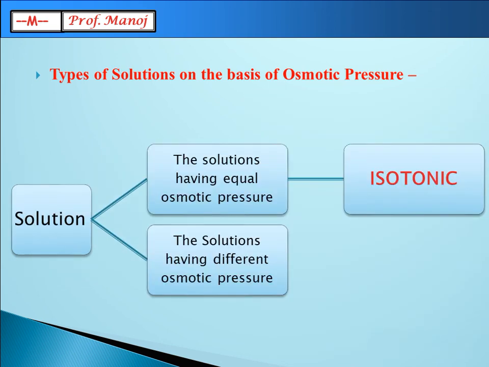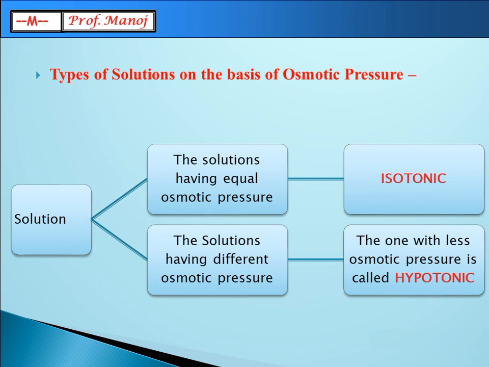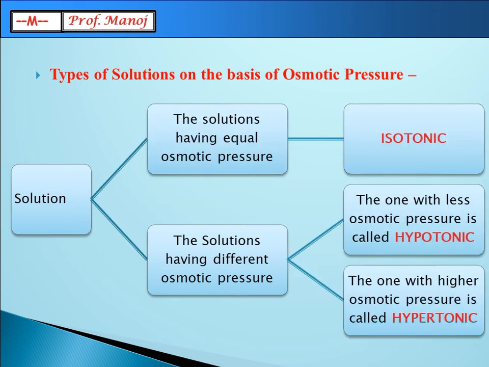Suppose now if solutions have equal osmotic pressure, they are known as isotonic solutions. If solutions have different osmotic pressure, the one with lesser osmotic pressure is called hypotonic solution and the one with higher osmotic pressure is called hypertonic solution. So once again we have three types of solutions: isotonic, hypotonic, hypertonic.